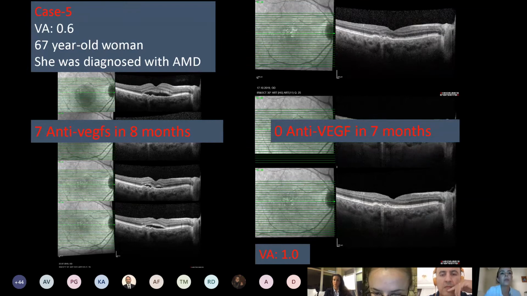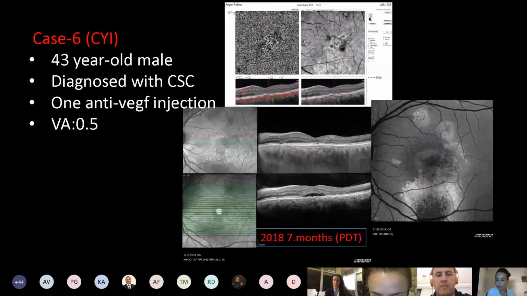Here is another case. Just 1 second. Yeah, this is the final one.